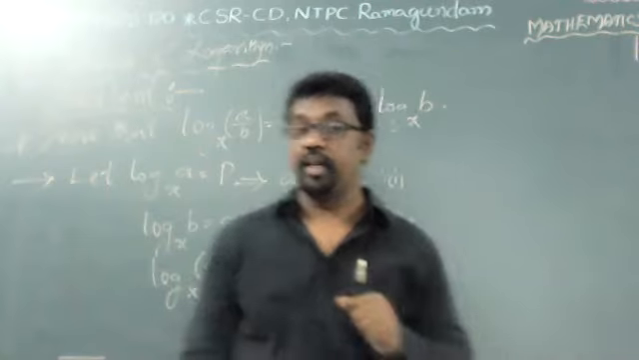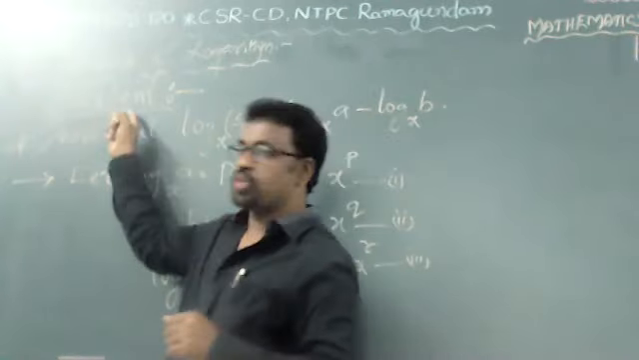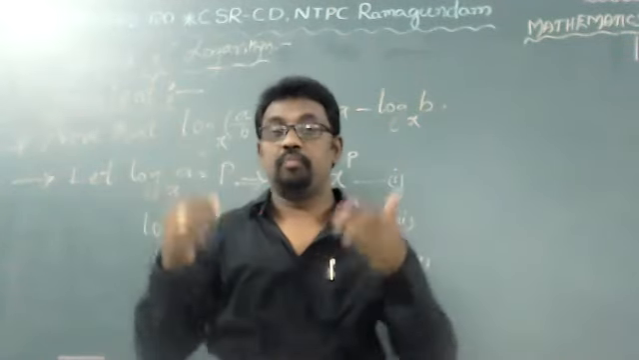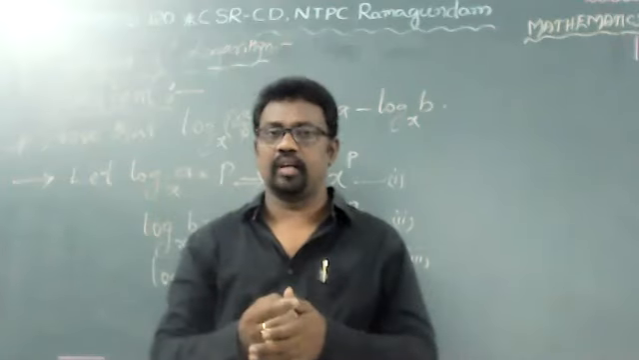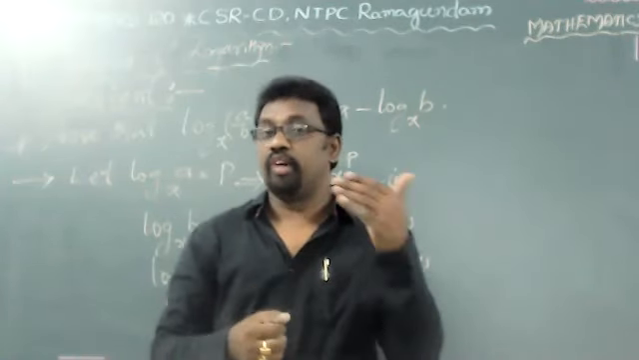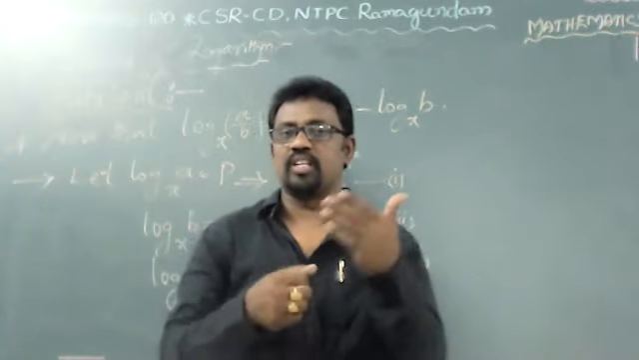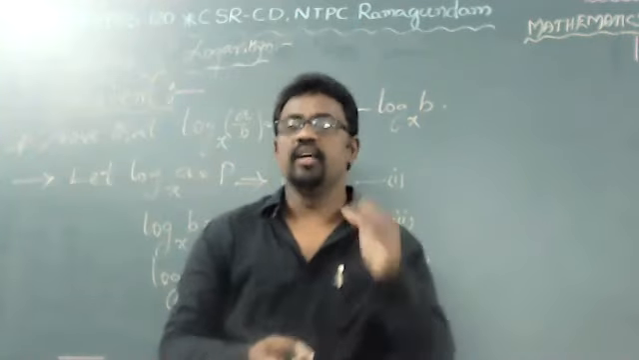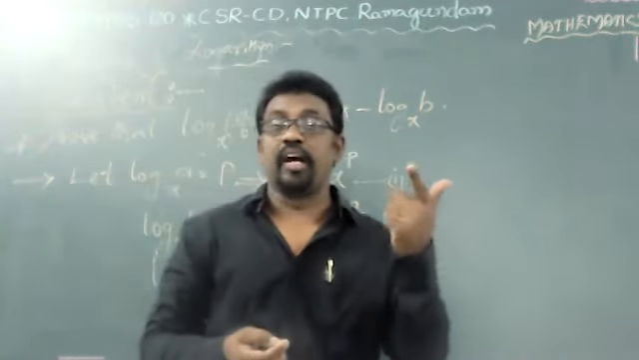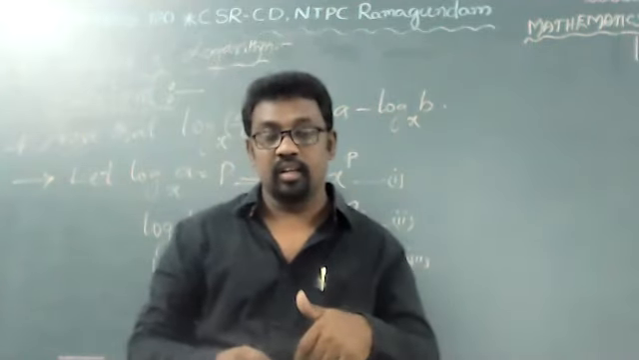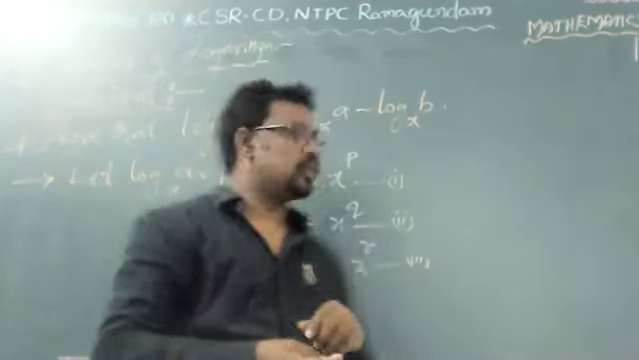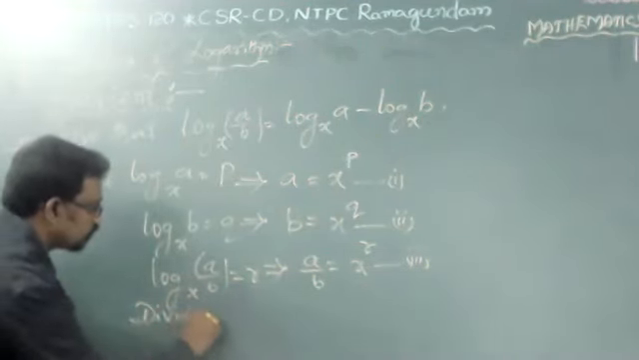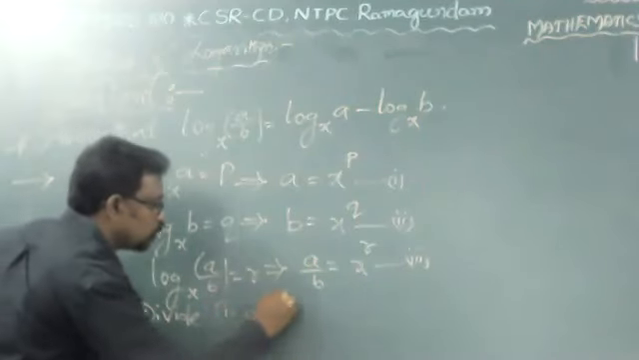What is the property here? Quotient. Quotient in the sense, how will the question be? A by B, P by Q form. Division form will be there. Yes or no? Division form. For that, we will go with the first equation and second equation, divide. Previously it was product, so we multiplied. Here, quotient, we have to divide. Good. So that is divide 1 and 2.